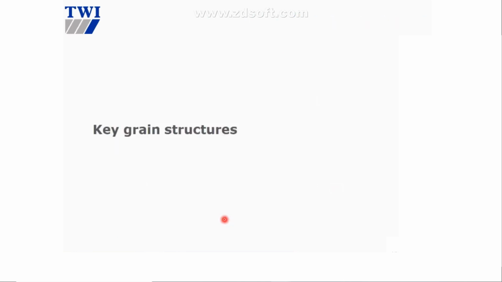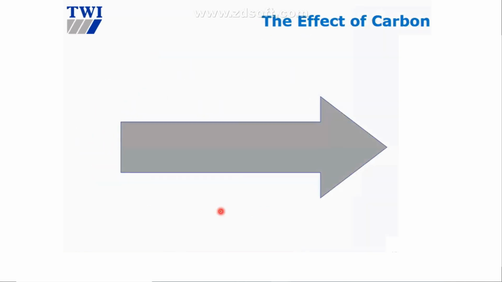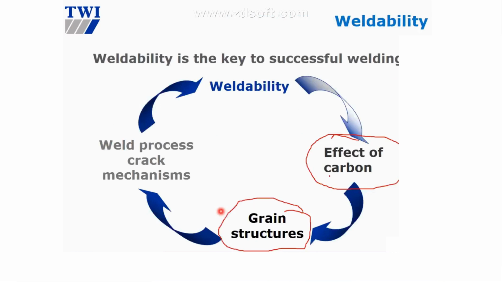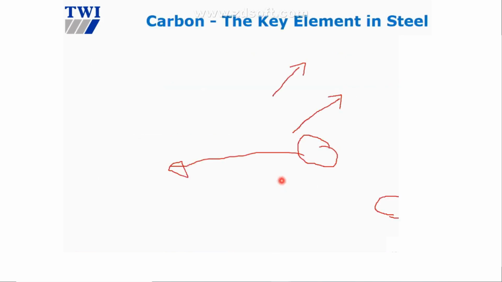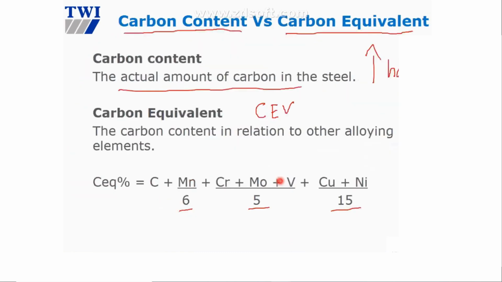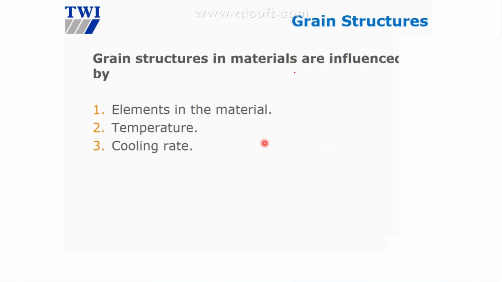All right, now we move to grain structure. We already talked about the effects of carbon, and now we're going to talk about grain structure. Grain structure in material is influenced by the elements in the material, and also by temperature during heating and cooling: heating, soaking, cooling. That will affect the changing of the grain.